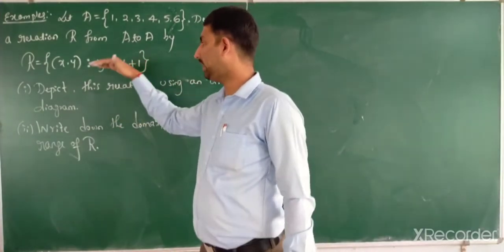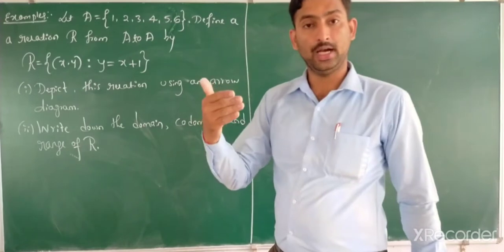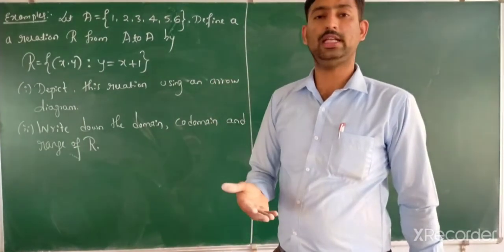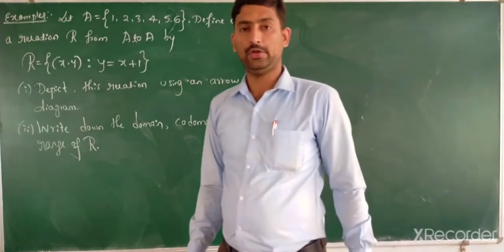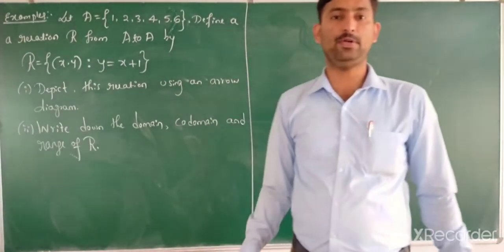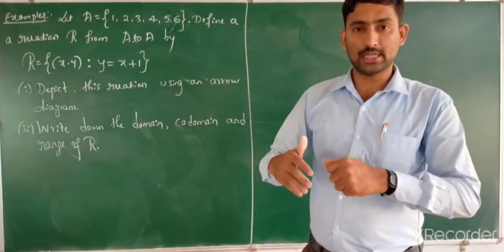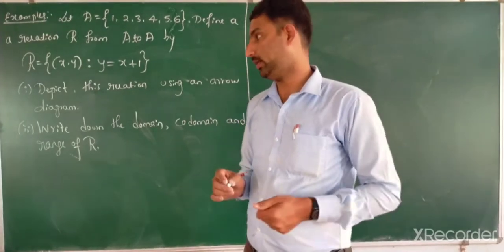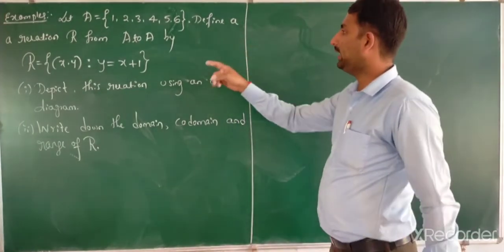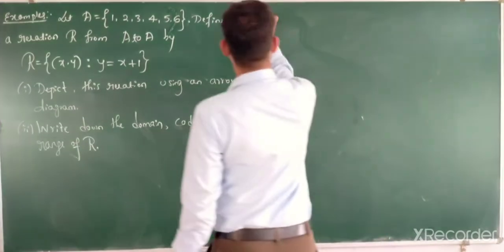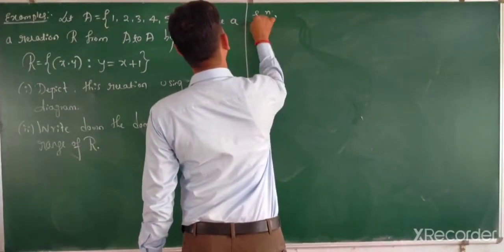If the relation is given in set builder or rule method, then that type of relation cannot be compared. You cannot compare the elements or members with the help of set builder or rule method. Those relations you should convert into roster or tabular method. That's why I will take the relation first as given, correct?